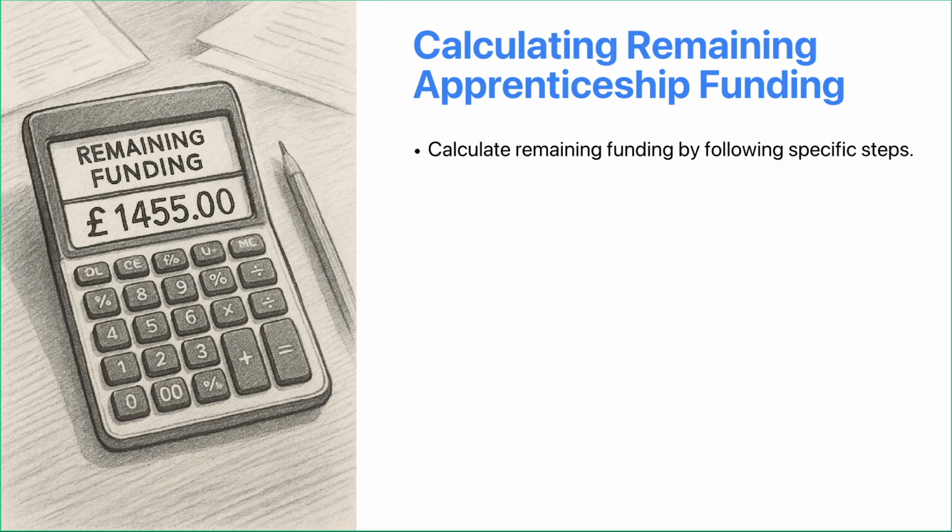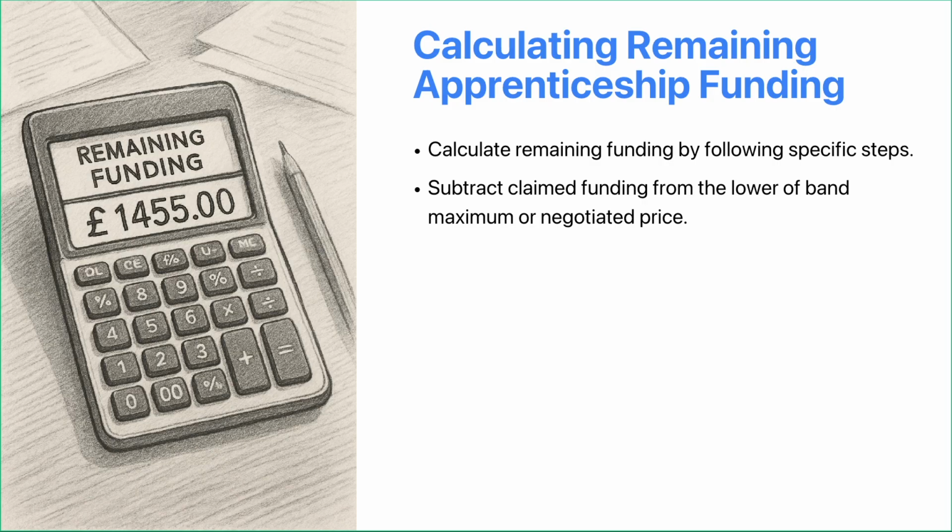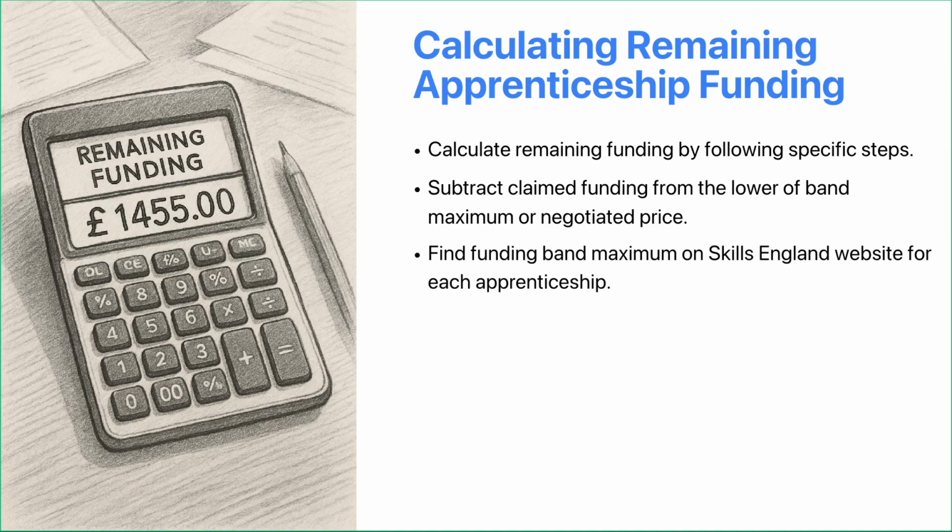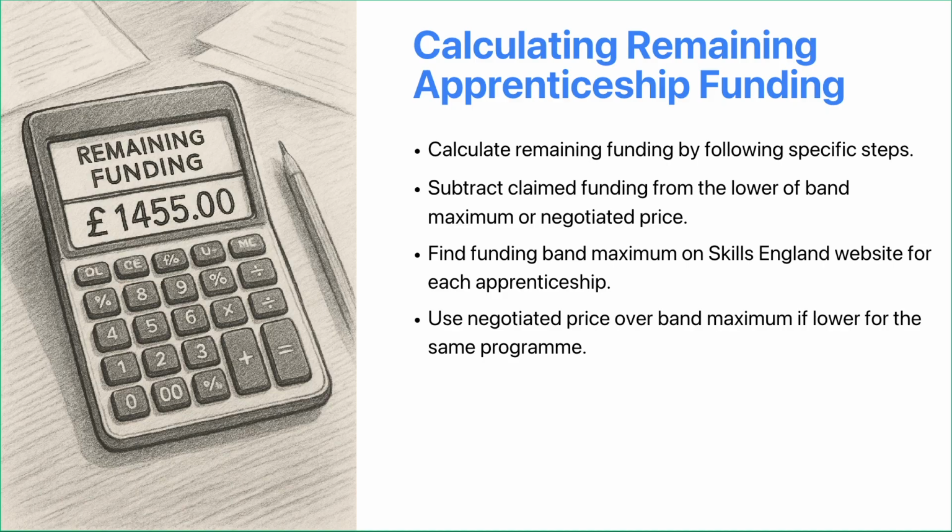To calculate the approximate value of funding remaining, follow these steps. First, subtract the approximate value of funding claimed by other providers from either the funding band maximum or the previous total negotiated price, whichever is the lowest. You can find the funding band maximum for each apprenticeship standard by searching on the Skills England website. If the employer knows the total negotiated price they agreed with the previous training provider, you should use that instead of the band maximum if it's lower, since the funding band maximum applies across all instances of the same program.